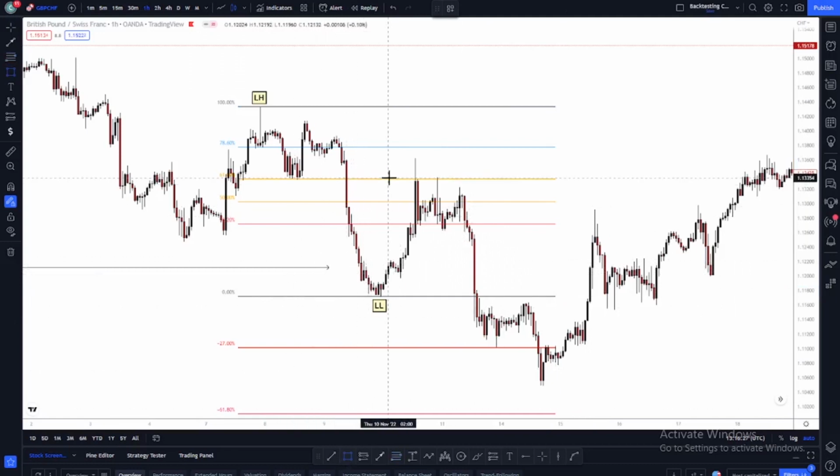Into my golden zone, which is the 50% or the 61.8%. So that's my zone right there. After price retraces to my zone, what do I look for? I don't just jump into the trade. First of all, I wait for my rejections. Do you get me? I wait for my rejections, which we have here: first rejection, second rejection, third rejection, and probably let's say a fourth rejection.